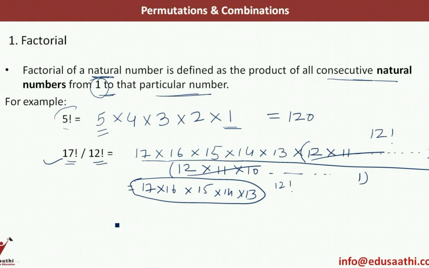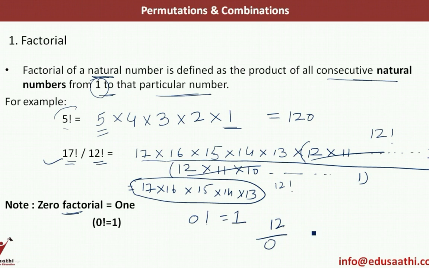Okay, so one thing you need to note here is 0 factorial is 1. So whenever you have 0 factorial in the question, you write it as 1. Keep in mind that division by 0 is not possible. For example, if I write 12 divided by 0, this is not defined because we cannot divide by 0. But if I write 12 divided by 0 factorial, this is 12 divided by 1, which is 12. So 0 factorial is 1.